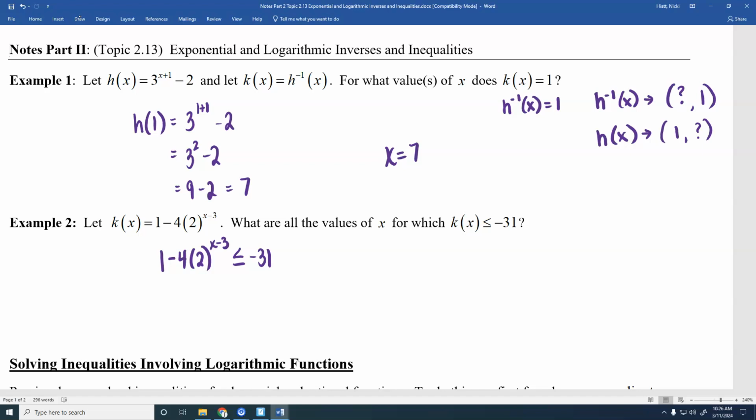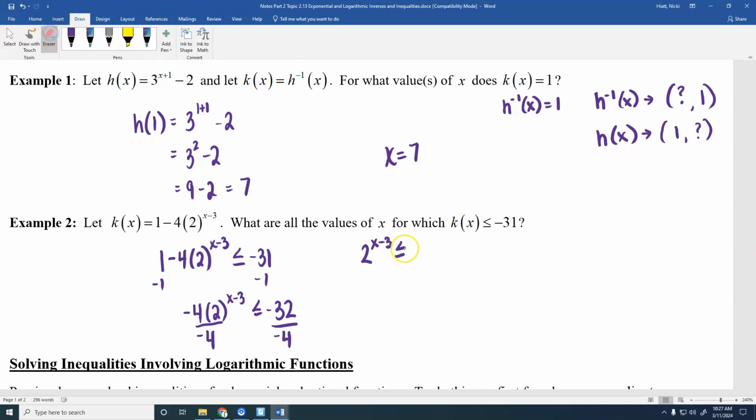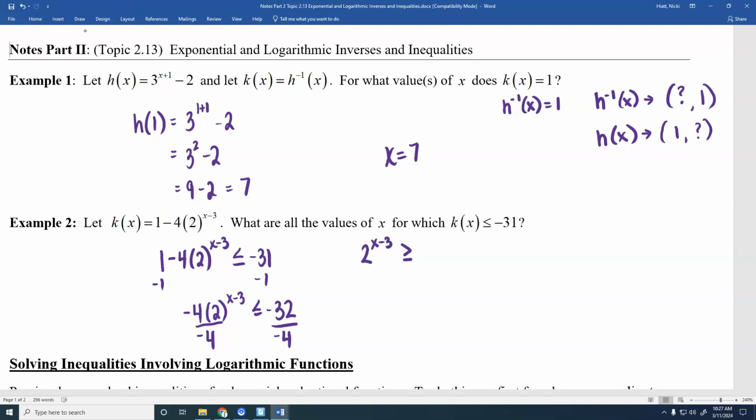So what should I do first? I'm trying to get that x by itself. Subtract that 1. So I'll have negative 4 times 2 to the x minus 3 is less than or equal to negative 32. What would I do next? Divide by negative 4. So that is going to give me 2 to the x minus 3 is less than or equal to, oh wait, hold on. I just divided by a negative. I just warned us of this and then messed it up. We've got to flip that inequality sign because we divided by a negative. So it'll be greater than or equal to positive 8.